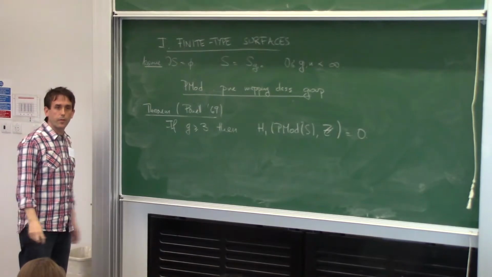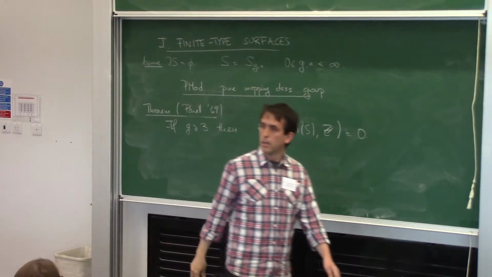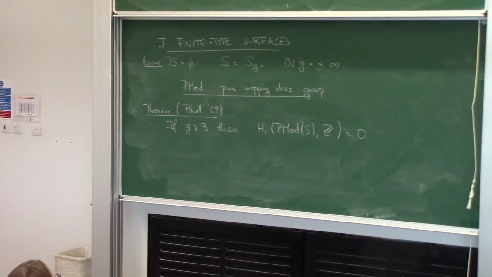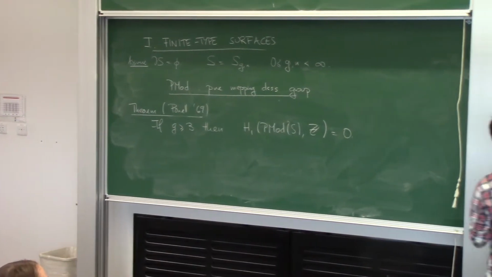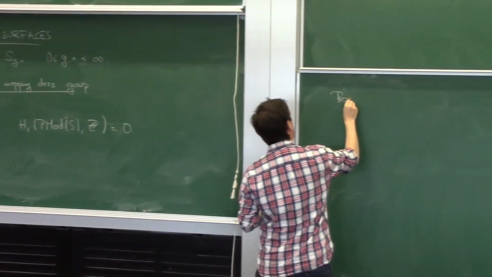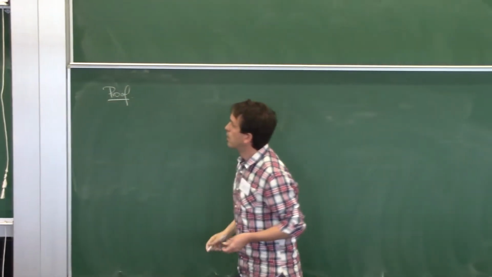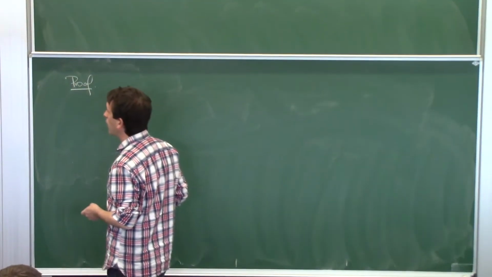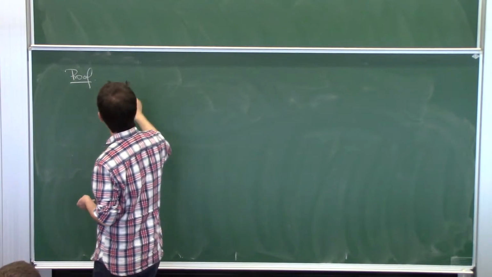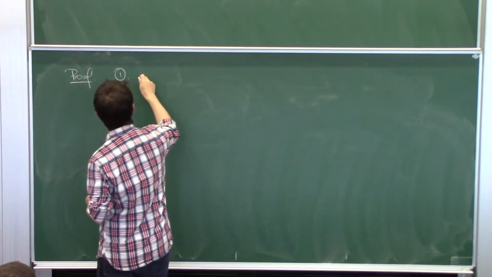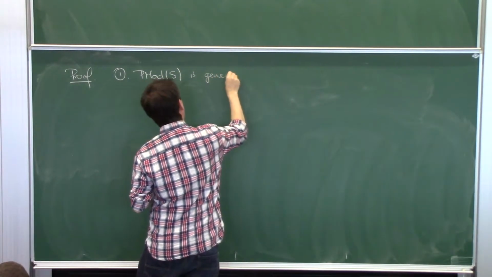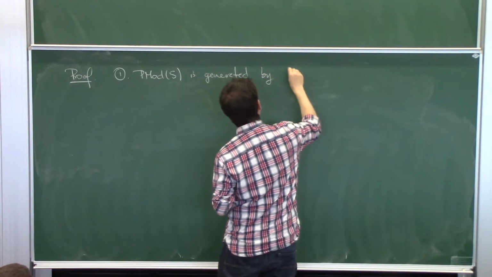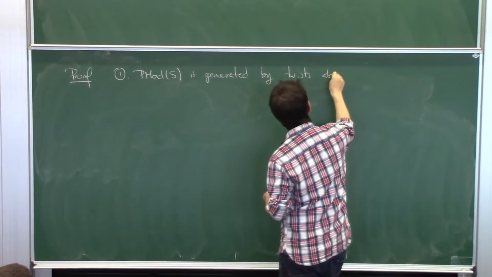I would like to explain the proof of this because it's very easy and instructive. One gets to draw a picture, but it doesn't matter. So what is the proof? The first point is that PMod(S) is generated by Dehn twists about non-separating curves.